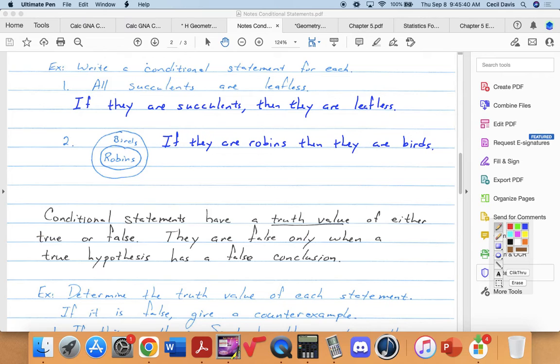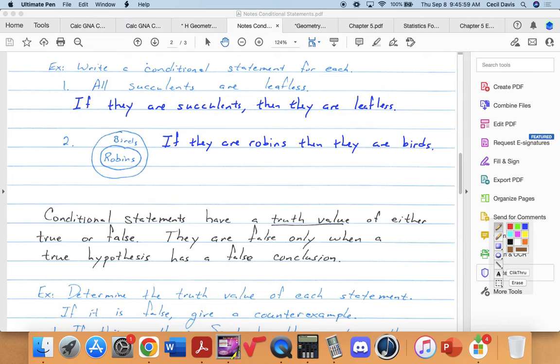Oh, what? No. What if I didn't win the lottery? Do I have to give you $1,000 then? No. Oh, if you win the lottery and don't give us $1,000. So a true hypothesis, but a false conclusion.